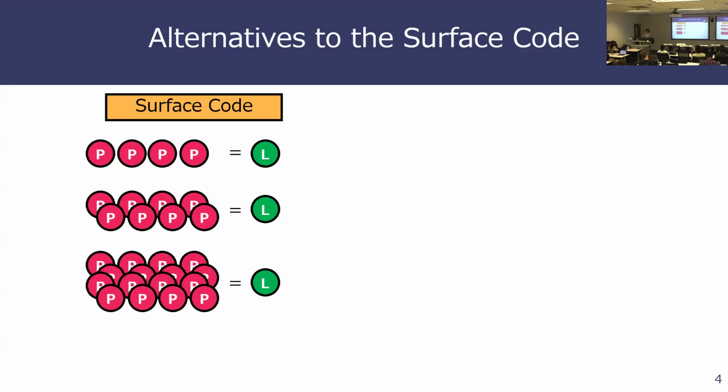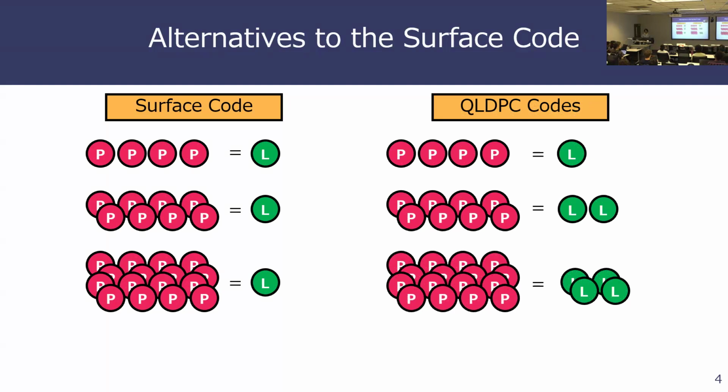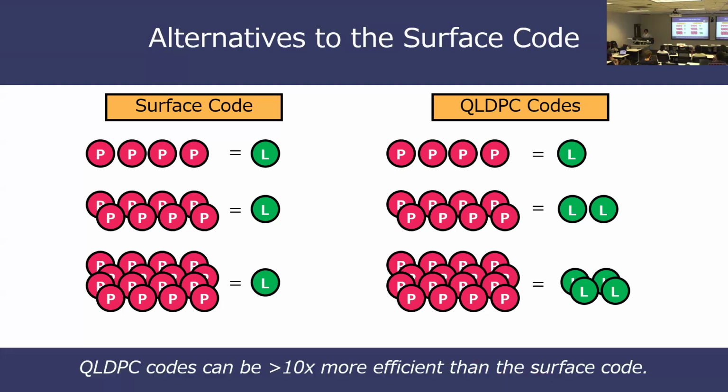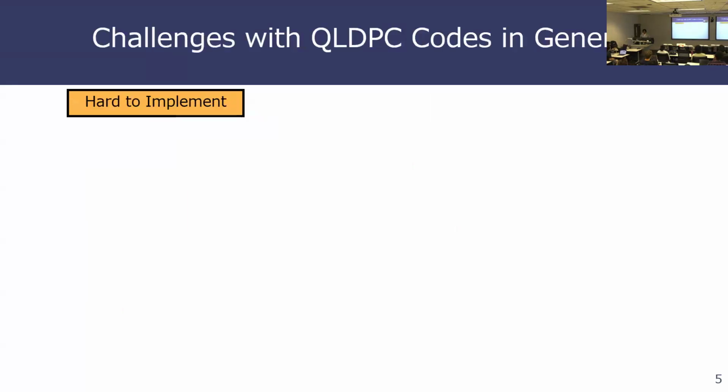Yes, I can correct more errors, but I'm not really gaining anything if I implement more redundancy. Ideally, what we want is that if I increase the amount of redundancy, I should not only be able to correct more errors, I should also get more logical qubits. And this is the basic concept behind QLDPC codes. If I invest more, I can correct more errors, but I can also get more qubits. So what are the challenges with implementing QLDPC codes?